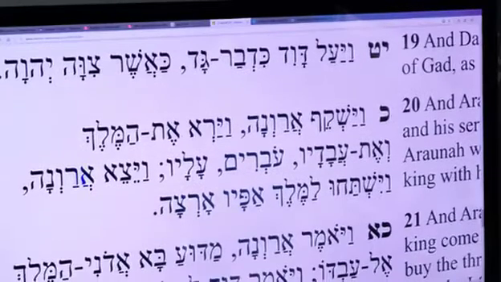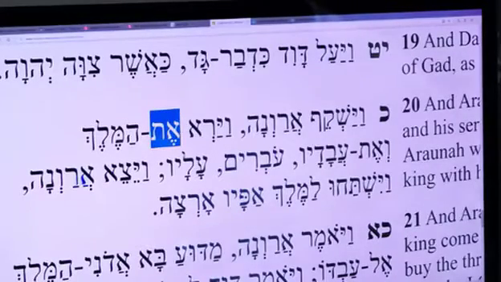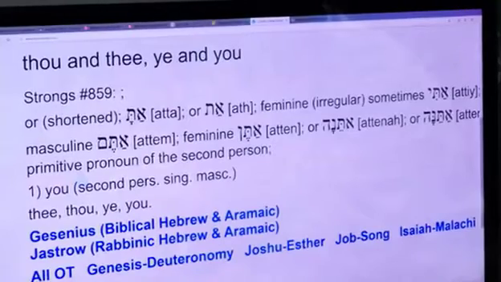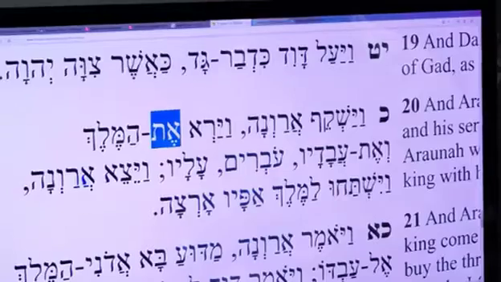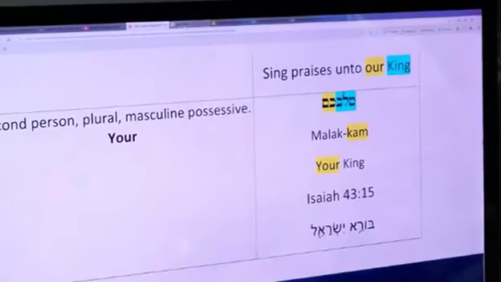So that again, that's the direct object form of et. So let's go back. Again, we want to try to find the feminine form of atah. Okay, the feminine form of atah.